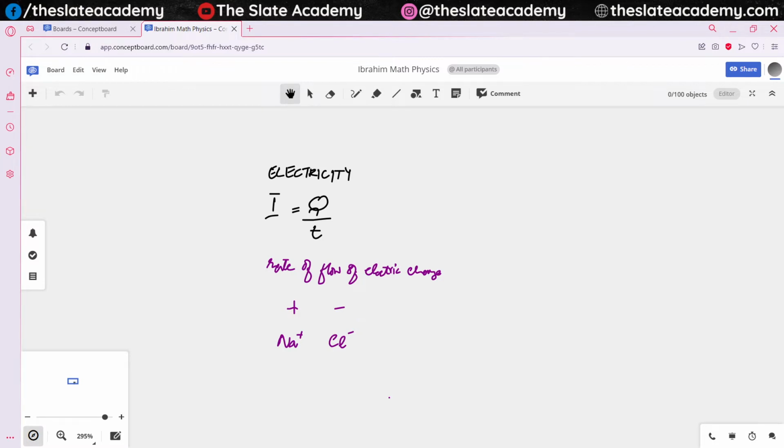Okay. The same thing happens when we are combing our hair as well. Sometimes there is what we call static current. Electrons are removed from a particular substance, and that substance would become positively charged.